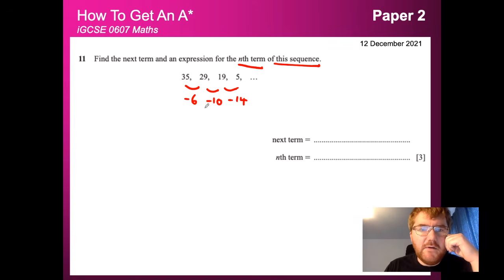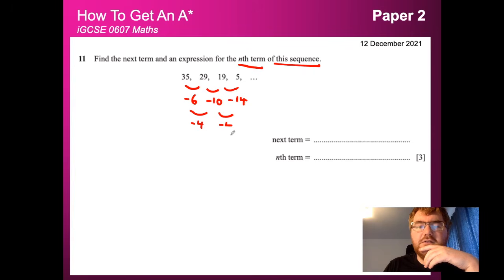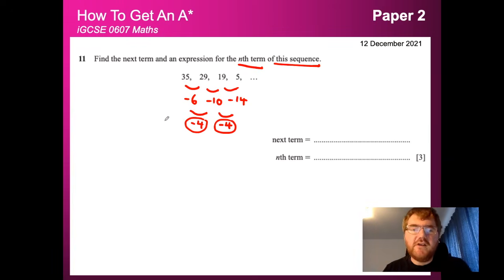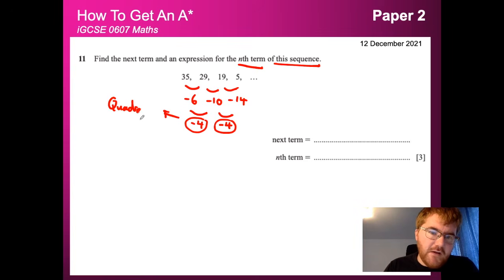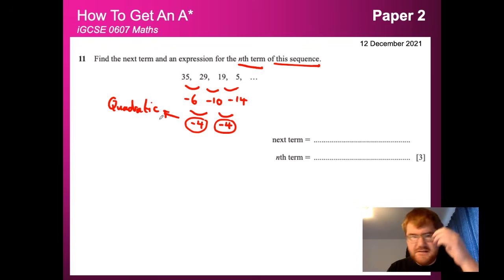Then we look at the differences of the differences, the classic difference of difference. To go between minus 6 and minus 10, that's minus 4, and that's also equal to minus 4 as well. So we have a difference of minus 4 here and minus 4 here. So we know it's a quadratic sequence of some kind. If the second difference is the same, we know it's quadratic. I teach this slightly differently to other teachers.